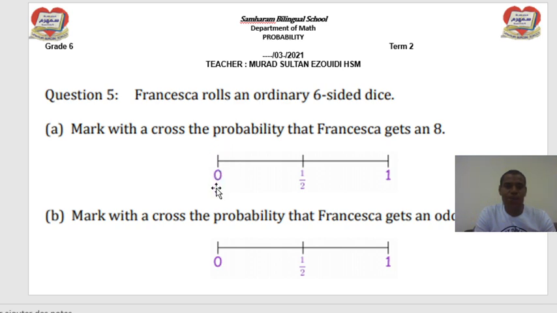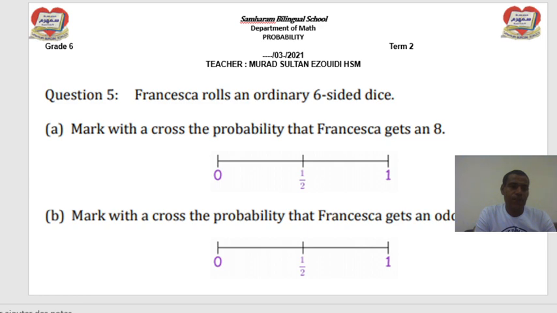The arrow should be pointed on this 0. Small b, mark with a cross the probability that Francesca gets an odd number. Here 6 sides, the numbers are 1, 2, 3, 4, 5, 6. We have 3 odd numbers and 3 even numbers. So the probability of getting an odd number is 3 divided by 6. 3 divided by 6 is 1 over 2. So we will make a cross here.